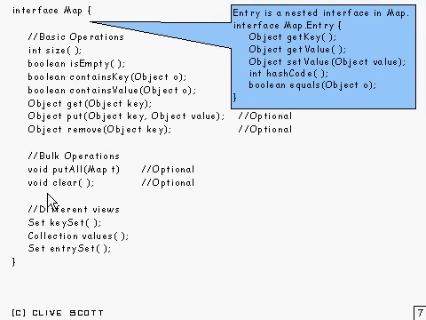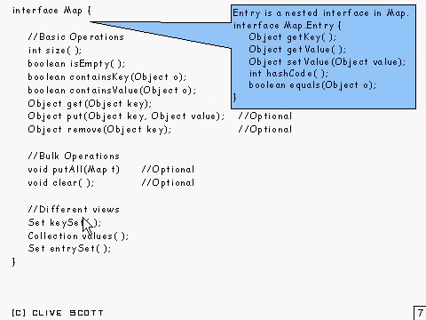There's also some bulk operations, so if you've already got a map, you can add everything from that map into the current map. Looking at it, you can also clear the entire map. So of course after clearing it, isEmpty will be true if you run that method.